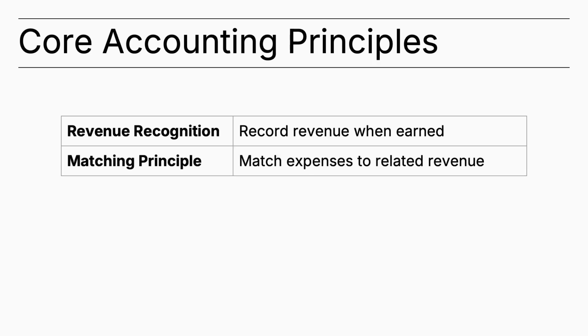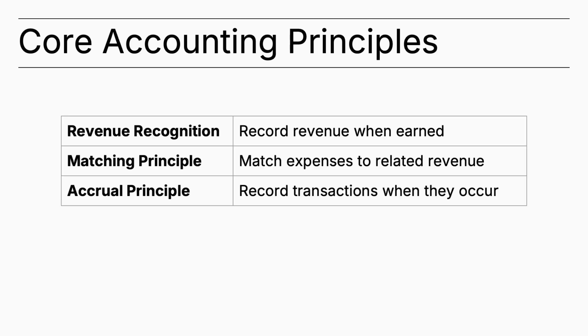The matching principle works closely with revenue recognition. It ensures that expenses are recorded in the same period as the revenue they help generate. This helps businesses calculate profit more accurately instead of making one month look artificially high or low. The accrual principle focuses on timing. Transactions are recorded when they happen, not when the money is exchanged. This gives a more realistic view of business performance.